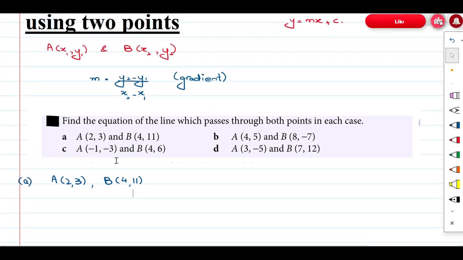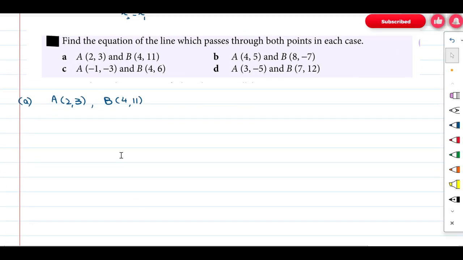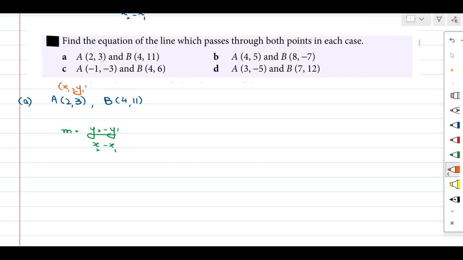Again, the first thing is to figure out the gradient, the m value. So use the formula: m equals y2 minus y1 divided by x2 minus x1. In this case, your first point is A, so its coordinates are x1 and y1. The second point is B, so treat its coordinates as x2 and y2. So x1 is 2, y1 is 3, x2 is 4, y2 is 11. Let me plug everything in: y2 minus y1, so 11 minus 3, divided by x2 minus x1, 4 minus 2.